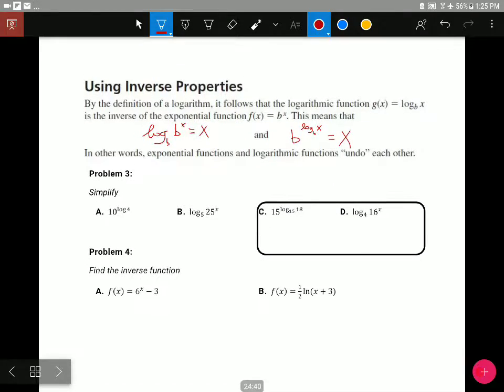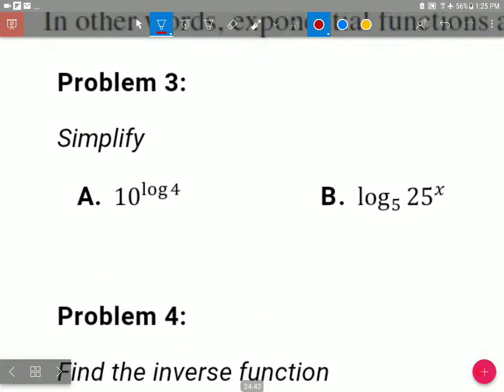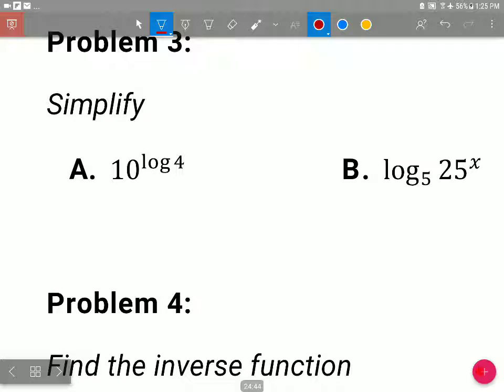All right, so here we go. Problem 3, letter A. First things first. This little log right there, what is its base? 10. Good. It's not the little number written. So it's 10. So they have two of the same base, right? So you cancel out and you get 4.